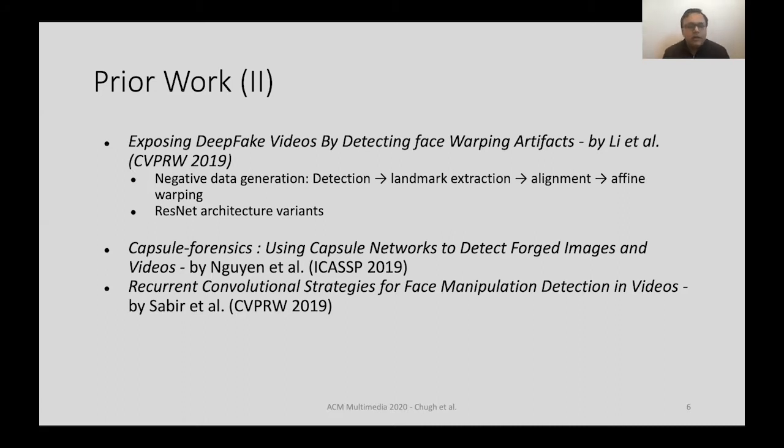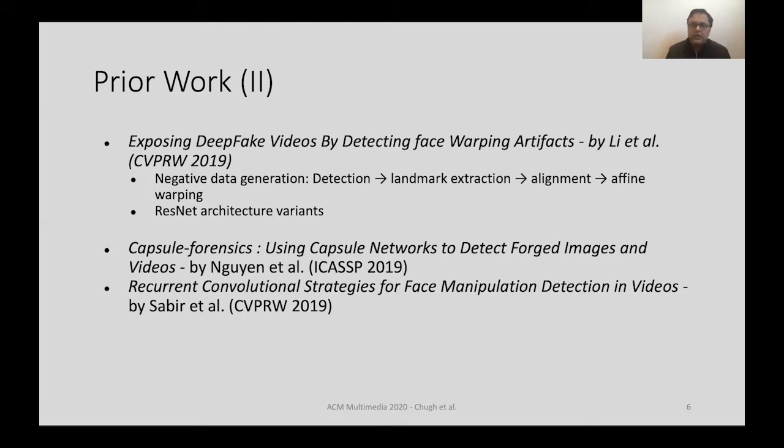Further, Nguyen and others proposed a capsule network based approach to detect if there is any manipulation, and they got really encouraging results. Further, Sabir and others proposed the use of recurrent neural networks for predicting if a video has been edited or not.